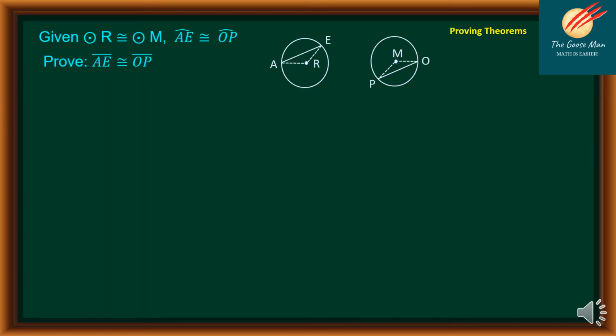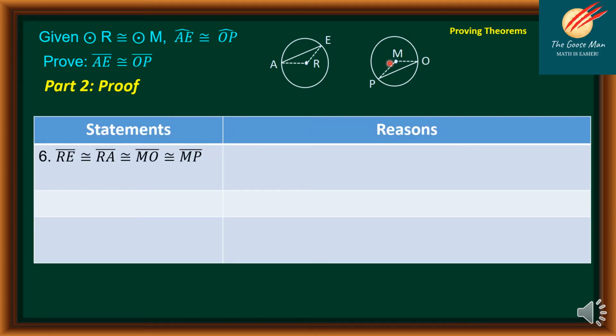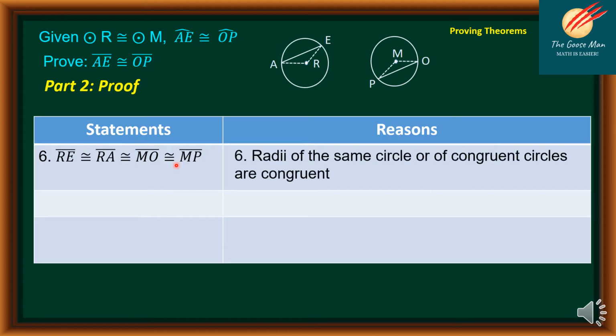To continue with our proof, observe that I draw line segments from the center R. We have here line segment AR and line segment RE, as well as line segment MP and line segment MO from the center M. If we continue our proof in number 6, our statement will be RE is congruent to RA, which is also congruent to MO, which is also congruent to line segment MP. The reason is radii of the same circle or of congruent circles are congruent.